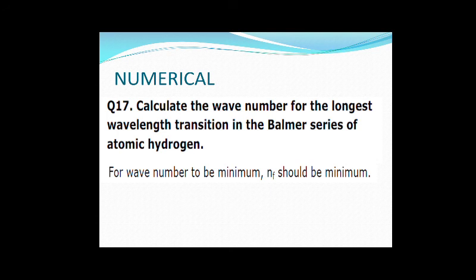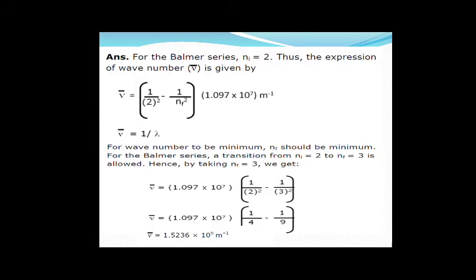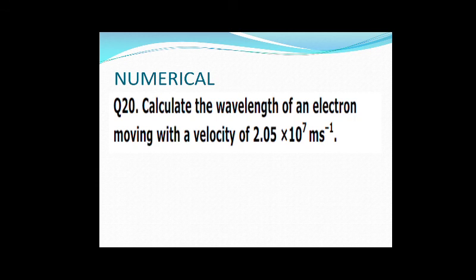For getting the longest wavelength, the wave number should be minimum. You know wave number and wavelength are inversely proportional. To get the minimum wave number, nf should be minimum. So if ni is 2, nf should be 3 only. nf cannot go more than 3, it cannot be 4, 5, 6, 7. No, it should be near 2. That is the reason they had taken nf as 3 here. So by using this formula, they calculated nu bar, that is the wave number, in meters. If you are using the RH value 109677, then it will be in centimeters. That's it.